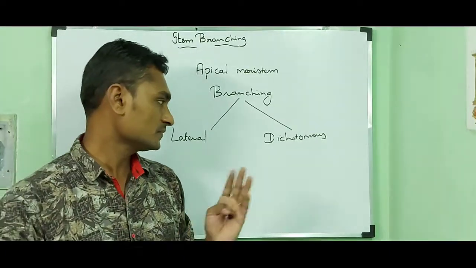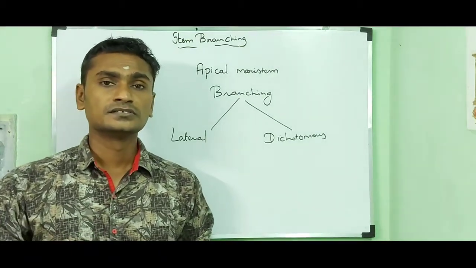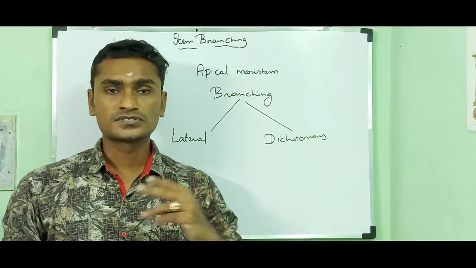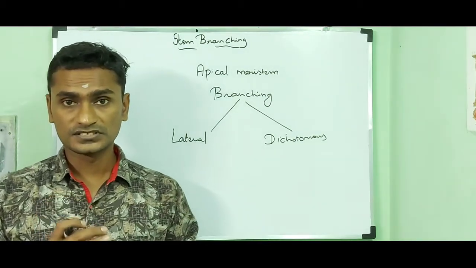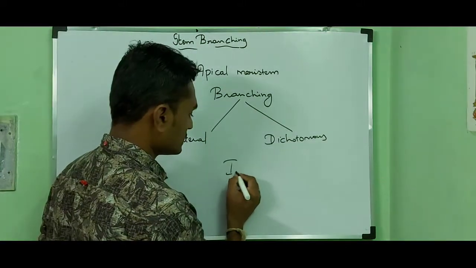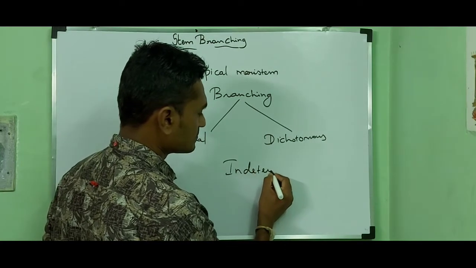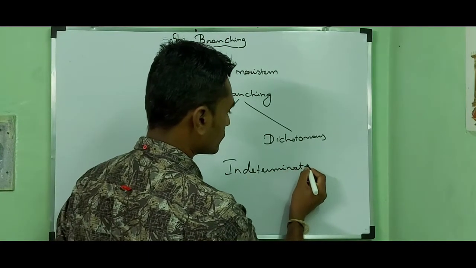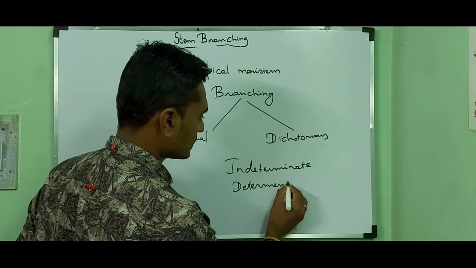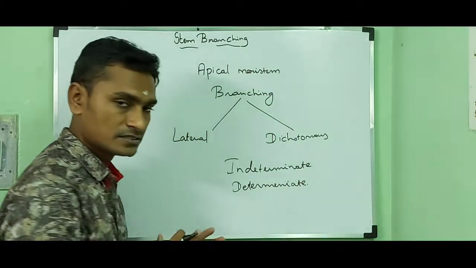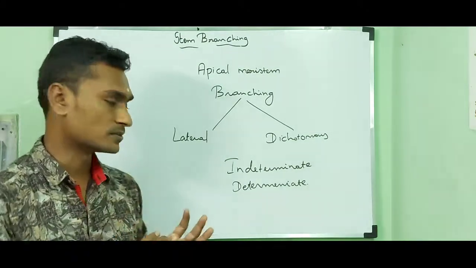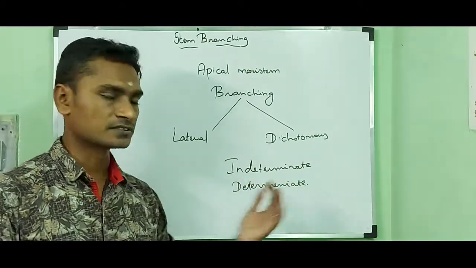சரிங்களா? Then based on the growth pattern of a stem, it shows two types of growth. They are indeterminate growth, then determinate growth.